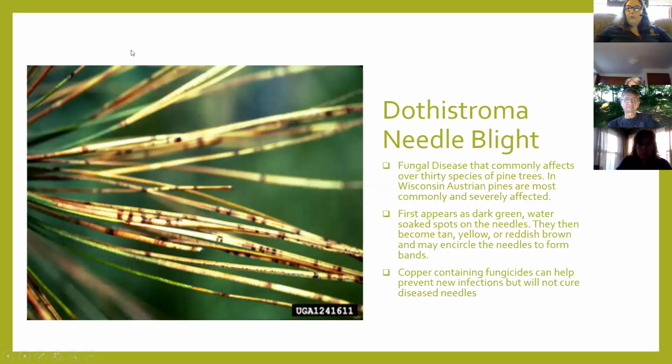All right, so Dothistroma needle blight is a fungal disease that commonly affects over 30 species of pine trees. So quite a few pine trees are affected. It first appears as dark green water-soaked spots on the needles. Like the tip of it will look kind of water-soaked, like it's just gotten water on it, and then it'll become tan, yellow, or reddish brown. And then it can form some bands, like you see these darker bands on the needles.